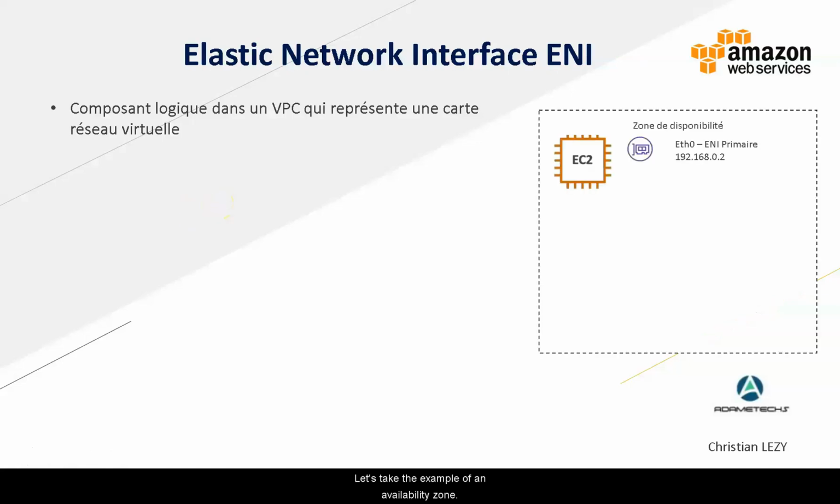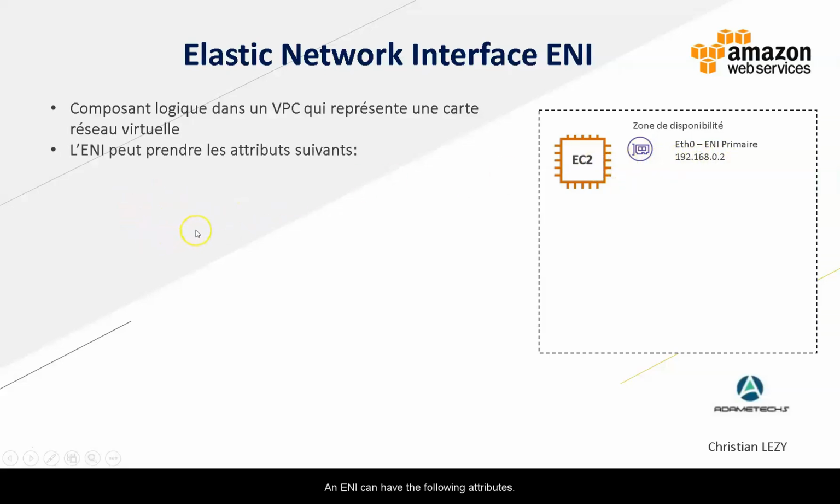Let's take the example of an availability zone. I have an EC2 instance here that has an eth0 network card to which we'll attach a primary ENI that will allow us to provide our EC2 with connectivity through a private IP address.